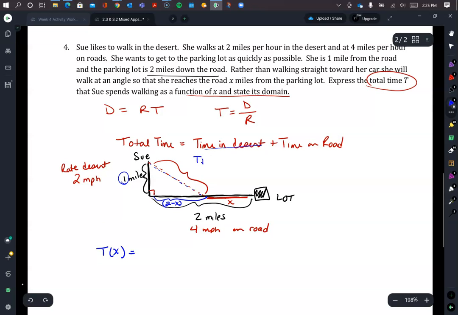So T sub D would be the distance in the desert over the rate in the desert. Well, we know the rate in the desert is 2, but we don't know the distance in the desert, but we can figure it out in terms of x. That's what this would be right here. This would be our distance in the desert. So we could figure that piece out by using our Pythagorean theorem.